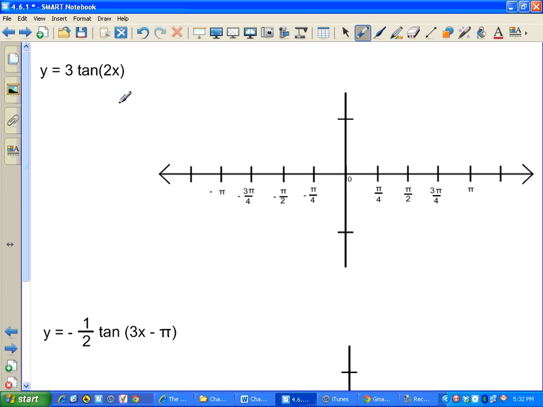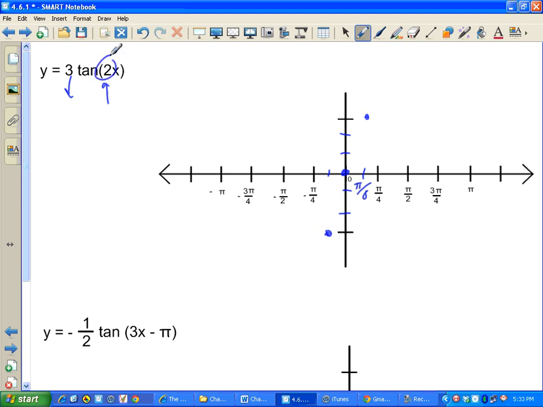So 3 tangent of 2x. So that means I've got a steepness of 3. So what that means is I'm not shifting at all, so I'm still going to be at (0, 0). But now instead of going over pi over 4 up 1, okay, I'm going to go over half as much. So I'm going to go over pi over 8. Instead of going up 1, I'm going to go up 3. Okay, negative pi over 8, I'd go down 3.